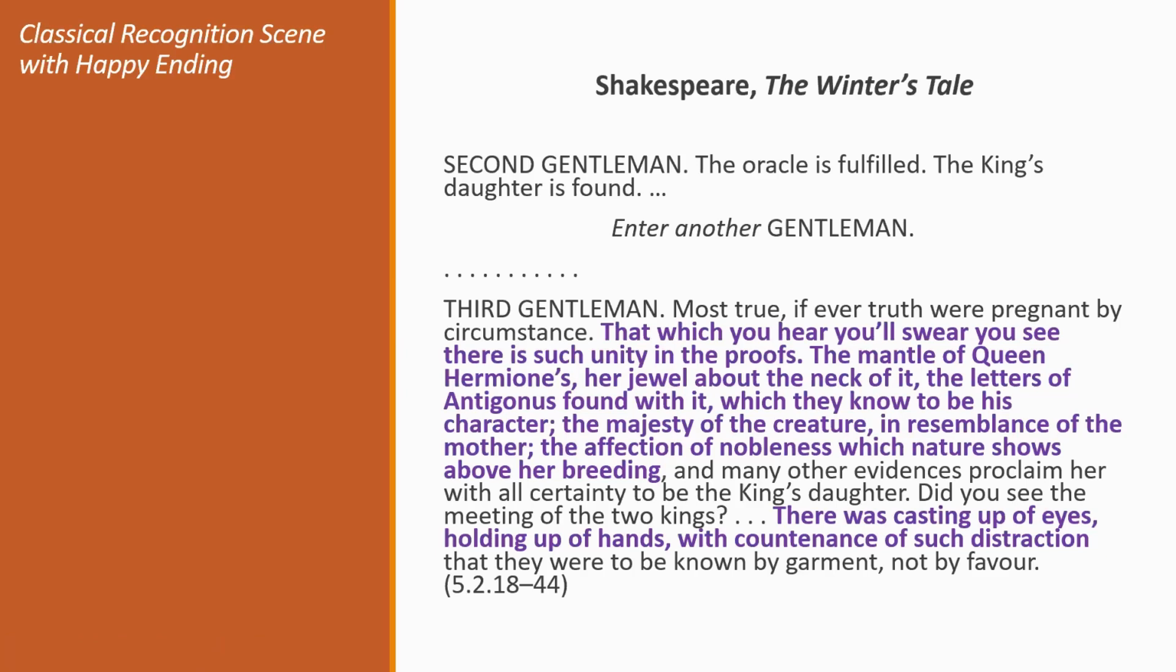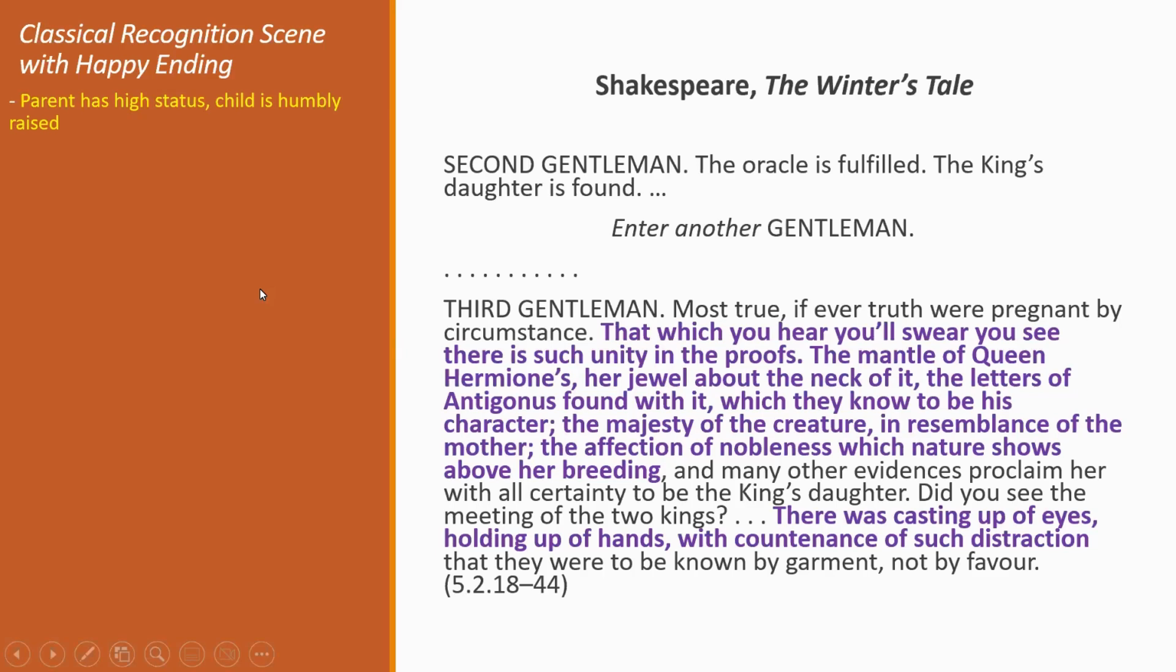In this passage that I've quoted, two minor characters are reporting the conversation that they have just witnessed, in which the king, Leontes, discovers that this young shepherdess from Bohemia who has just walked into his court is actually his long lost daughter, Perdita, whom he thought was dead. And then they just list all the different proof, which in this case includes a lot of physical objects: Queen Hermione's mantle, her jewel around the neck of the baby, and so on, that proved her identity.